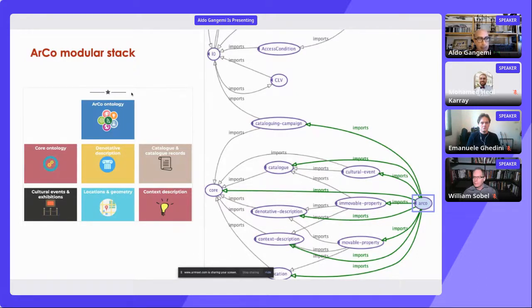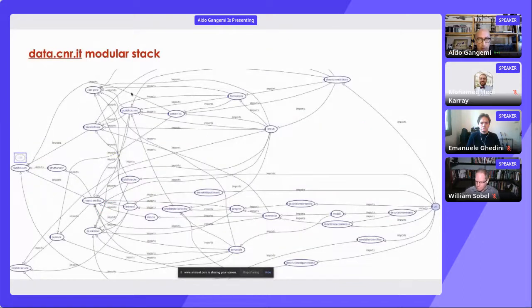For example, the core ontology is more about general distinctions, but when you go to things like catalog entities, or the description of the context of that entity in a certain archaeological workflow, or locations and geometry for localizing specific cultural objects or cultural events, it looks like these modules are in the middle between the vision and the topic dimensions that I described originally.